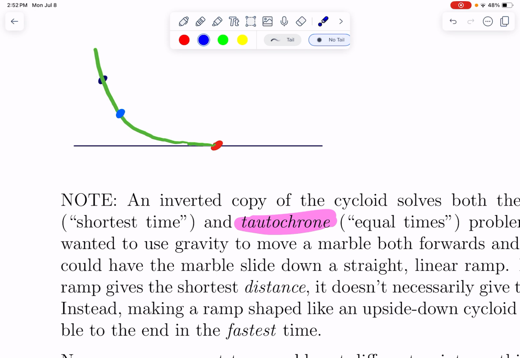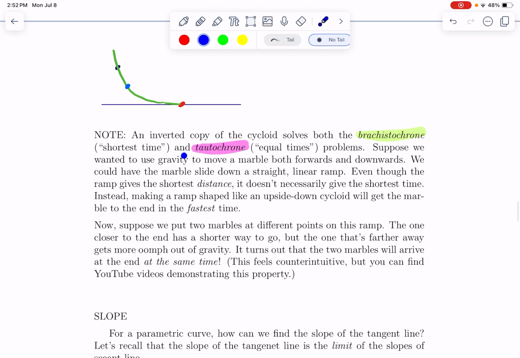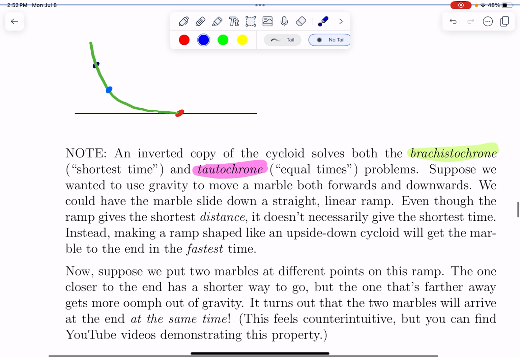Along this curve, it doesn't really matter where you start. If you start way over here, you're really close, but you're going to roll really slowly because you're not getting much help from gravity. All of these points will arrive at the same time. That's the tautochrone problem. The same curve has both of these properties. And you can find some YouTube videos where you can see how the inverted cycloid gets the particle there faster than a diagonal ramp. And you can also see examples where two marbles are released at the same time, and it's a tie in terms of getting to the end.